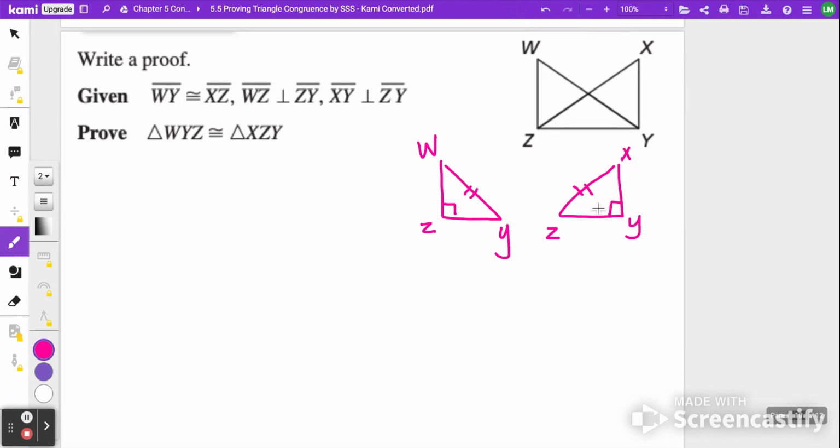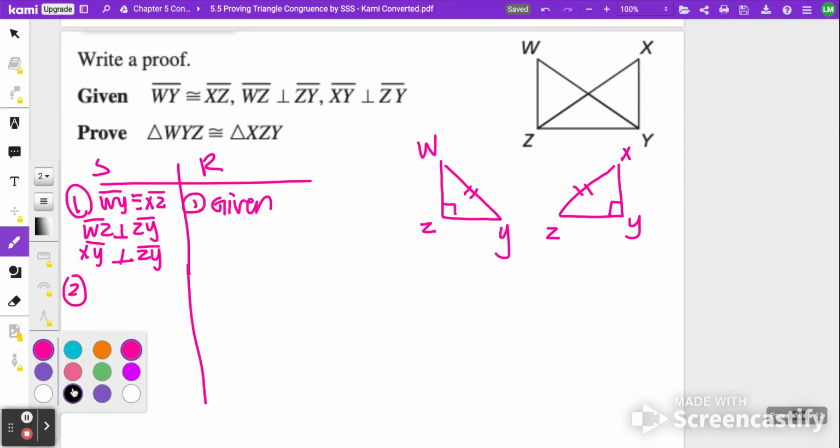Okay, so with that picture, when you have overlapping shapes, again, it might be helpful to separate them just so you can visually see it a little bit better. So let's go ahead and start our proof with statements and reasons. The first one is always going to be our given, so let's take time to jot that down. All right, so here's my big given statement with the matching sides and the two perpendicular angles.